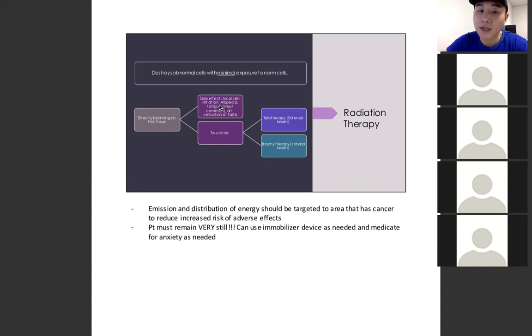Side effects include local skin irritation at the site, alopecia, fatigue, which is most common, then alteration in sensation or taste. There are two kinds: teletherapy, external beam, or brachytherapy, internal beam. Don't really need to know that. Emission and distribution of energy should be targeted to the area that has cancer to reduce risk for adverse effects. Patient must remain very still, can use an immobilizer device as needed, and medicate for anxiety as needed.